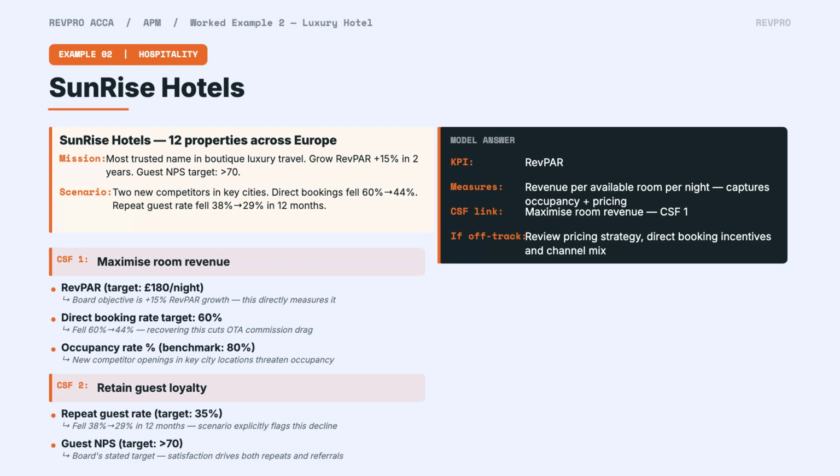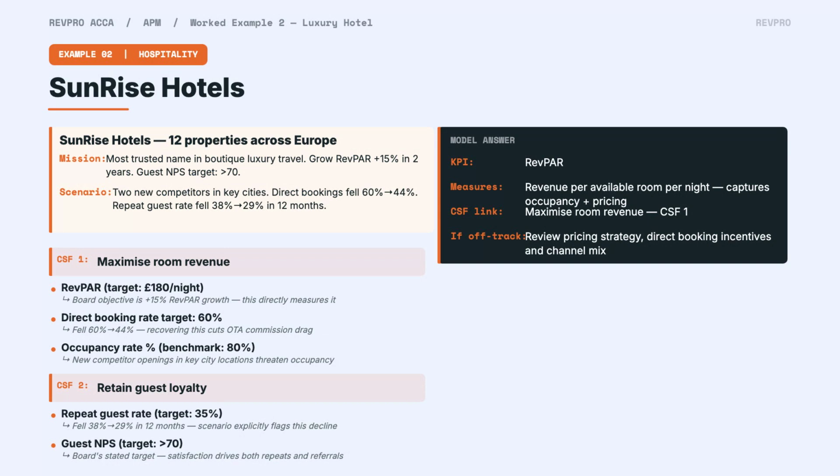Why these KPIs? RevPAR, because the board's explicit objective is 15% RevPAR growth. Direct booking rate, because the scenario tells us it fell from 60 to 44%. Recovering this directly reduces OTA commission costs. Repeat guest rate, because the scenario explicitly flags the fall from 38 to 29%. This is the loyalty signal the board is most worried about.